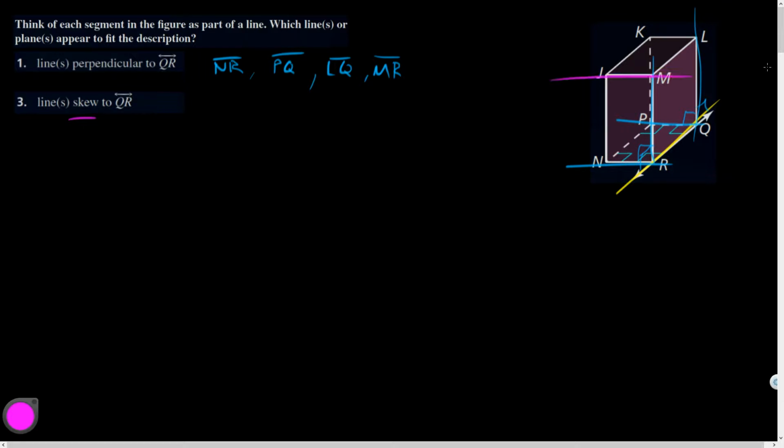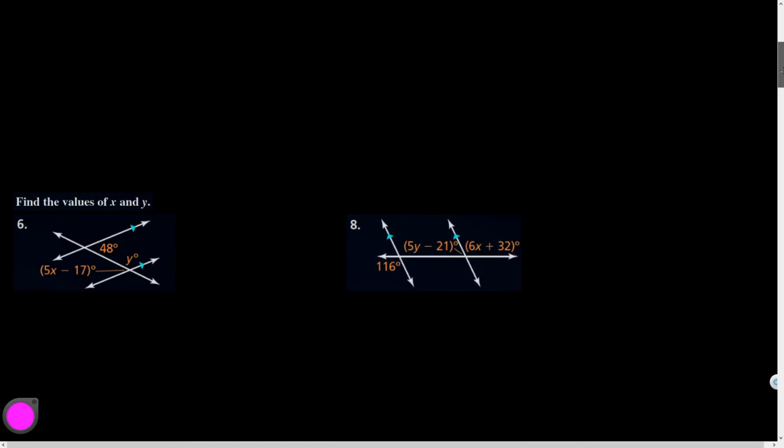So ones that are skew, like JM and AL, and I know I'm just throwing segments on this. I'm trying to save time. Arrows. And then also JN here. And you could also name these segments. All right, so that's a kind of vocabulary check right there.